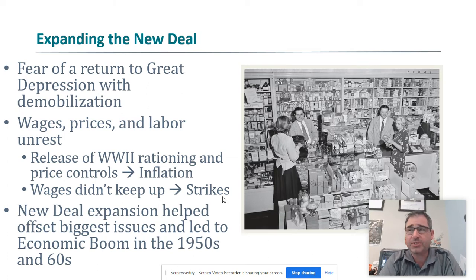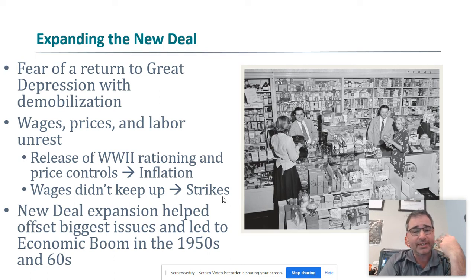All right, let's talk about the New Deal. After World War II, there's this fear that the Great Depression might return with the end of the war. Demobilization leads to an end of those military contracts. We're transitioning back into a civilian economy. There was fear that the economy would go back into the Depression. There were some early labor unrest. Wages and prices were wonky.